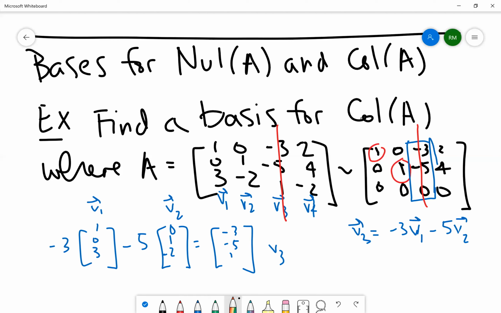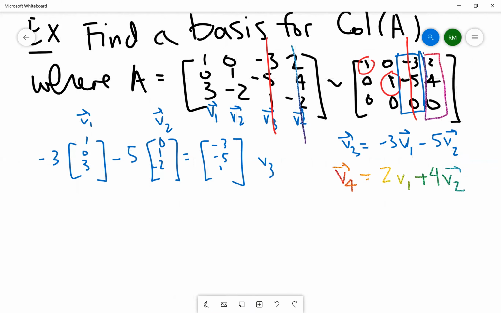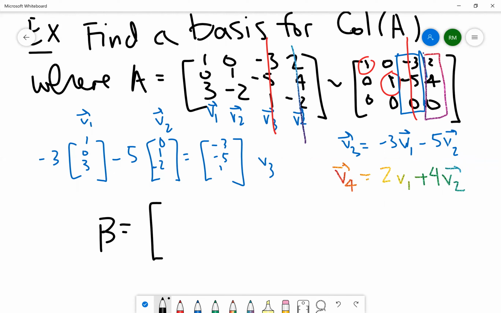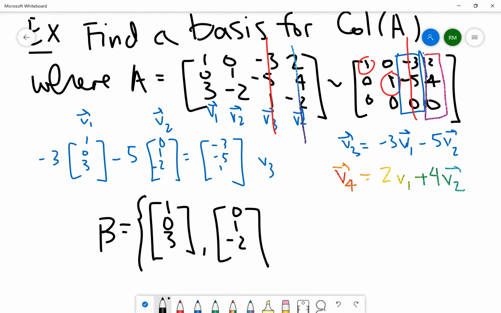Well, we can also ask, what is this other box telling us over here? This far box is telling me that V4 is equal to 2 times V1 plus 4 times V2. That's telling me I don't need the fourth column either. And so a basis for the column space is the first column and the second column.